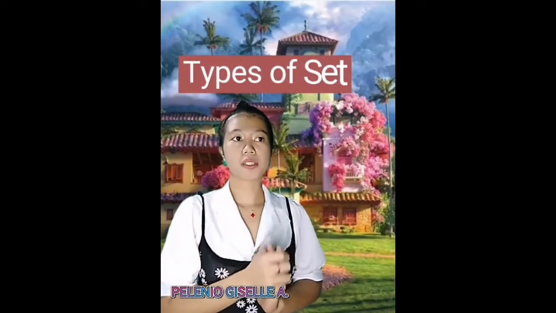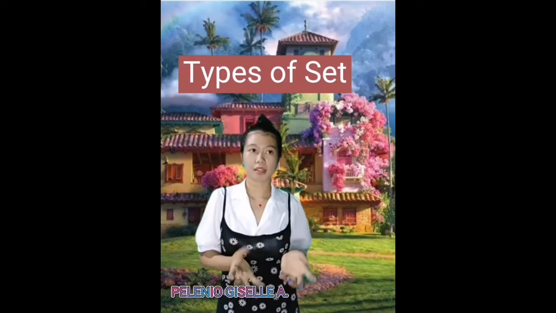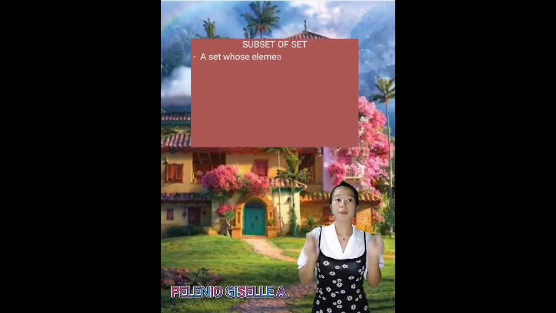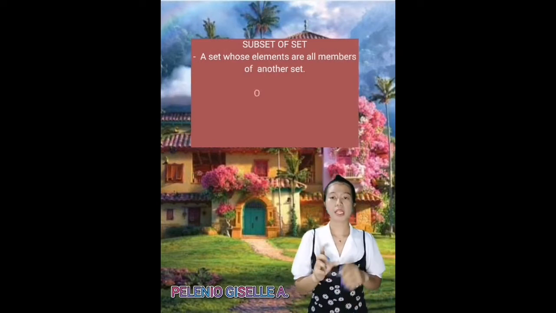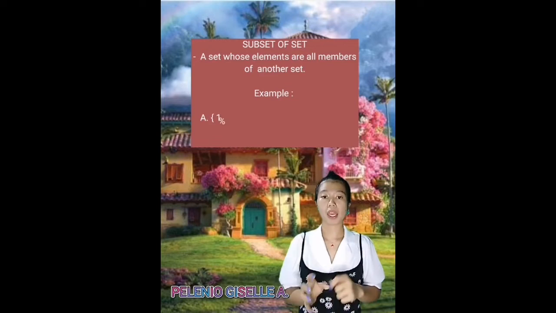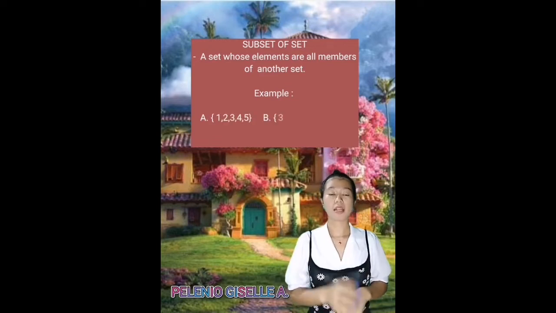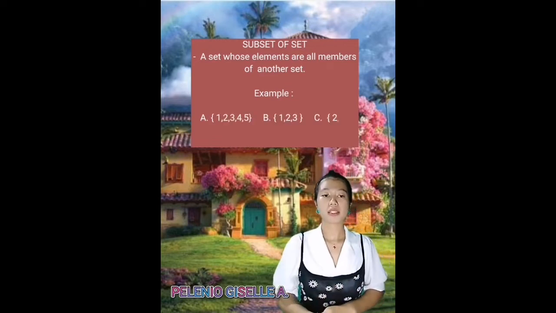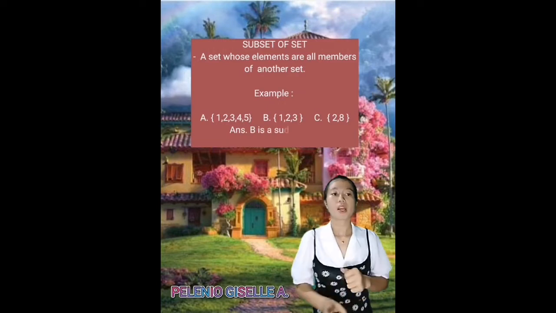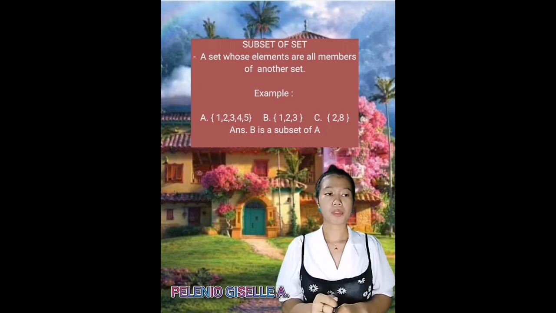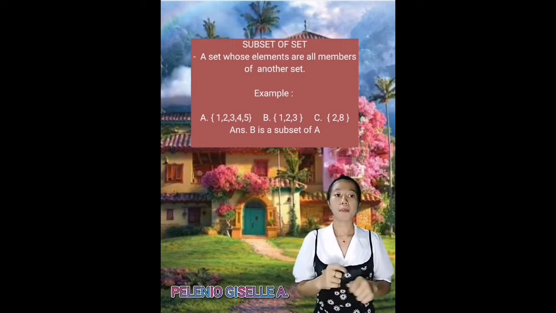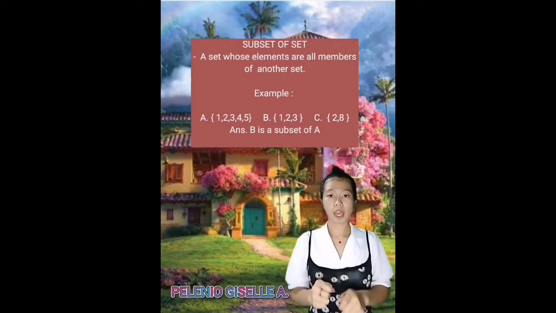Today I will discuss other types of set. Subset of a set. A subset is a set whose elements are all members of another set. For example, set A is {1, 2, 3, 4, 5}, set B is {1, 2, 3}, and set C is {2, 8}. So, try to look at this symbol of subset. The answer is B is a subset of A.